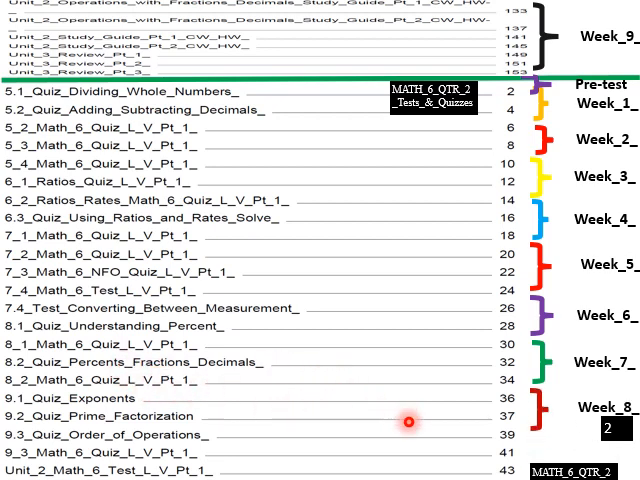And then week 8, prime factorization, and then order of operations. And then week 9, finishing up with a Unit 2 test and probably a Unit 3 test as well, and a 9.36 quiz. We have week 9 as well.